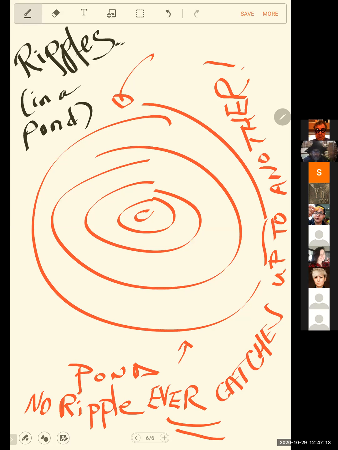It's so poetic, it makes me sick. But no ripple will ever catch up to another ripple. The only way ripples ever cross is if they're actually coming in opposite directions. Then they do cross, and then really interesting things happen, and we will think about that.